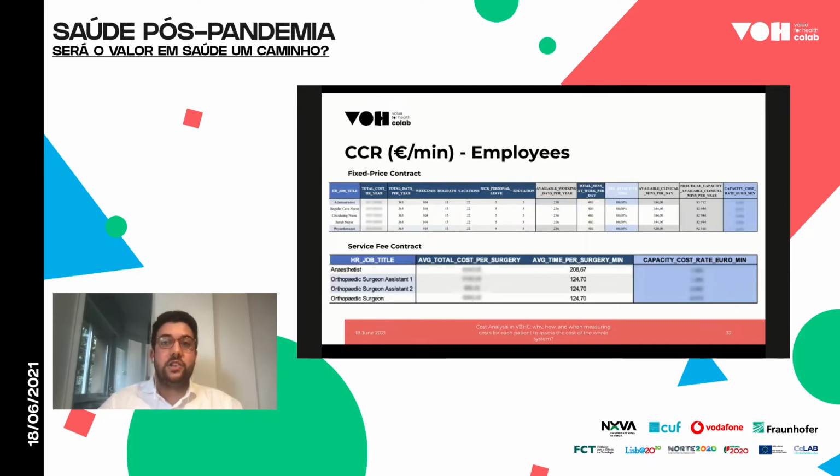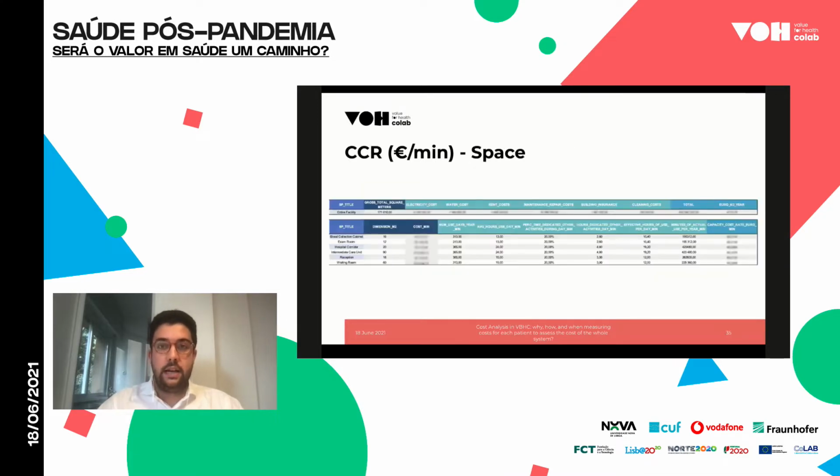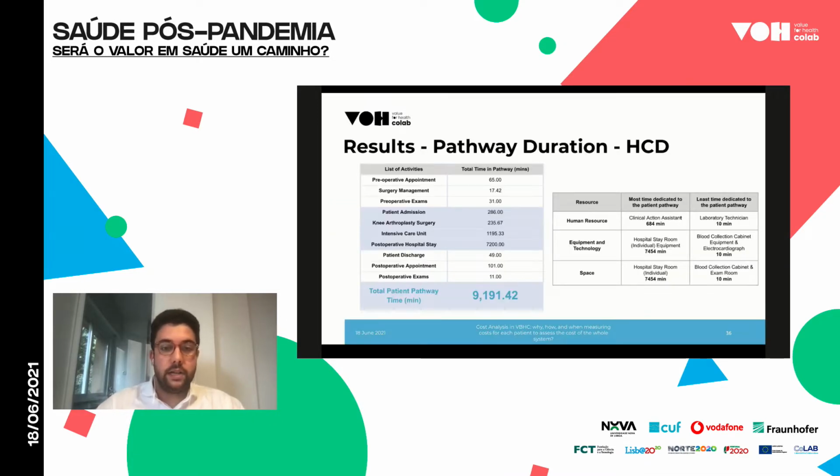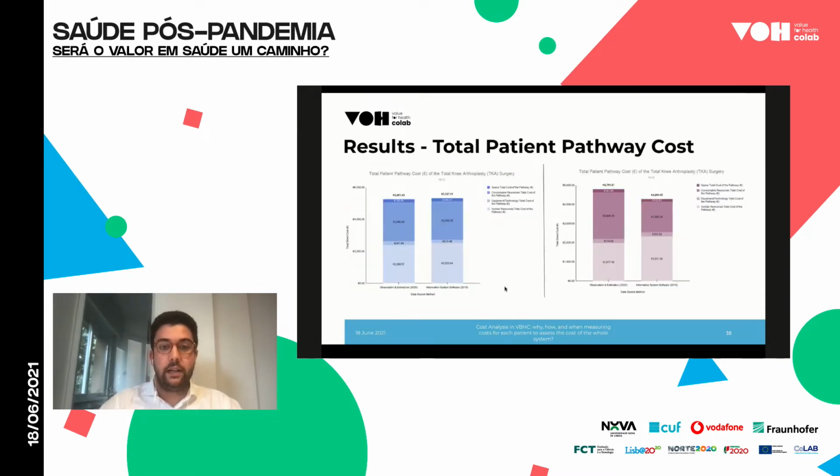And then we had to adjust our cost simulator because public and private hospitals have different accounting systems and different rules. For example, regarding human resources, private hospitals rely on service fee contracts, which we did not find in the public hospital. So we had to adjust our method to include these costs. The same thing for equipment, consumables, and space resources. Very quickly, I'll present the results. Regarding pathway duration, we didn't find a significant change between the two hospitals. And regarding costs, the costs are also very similar between the two of them.